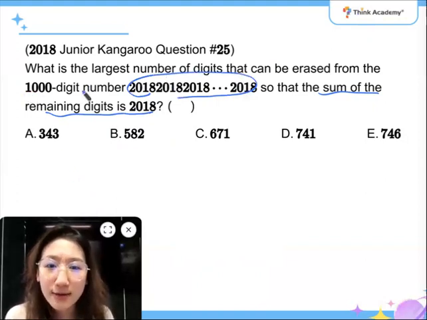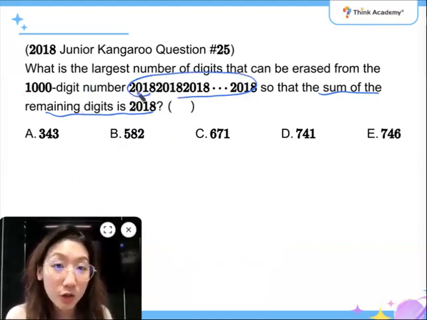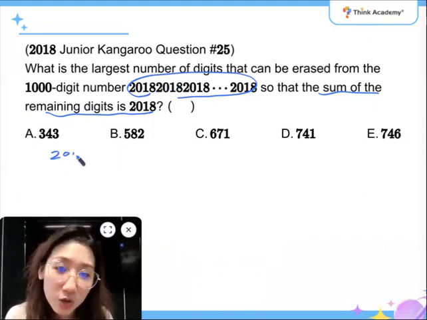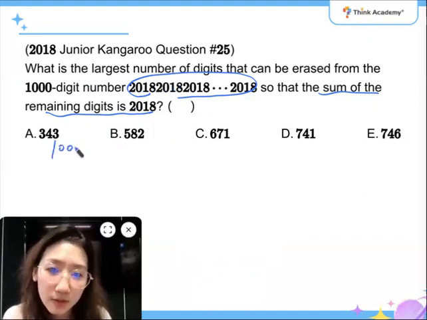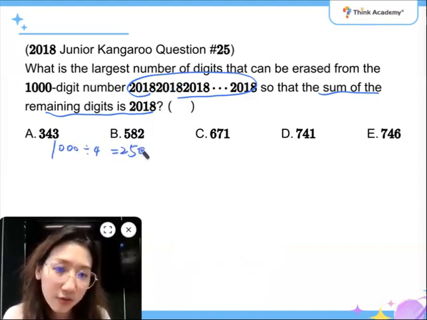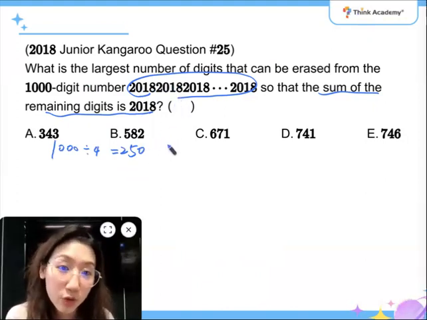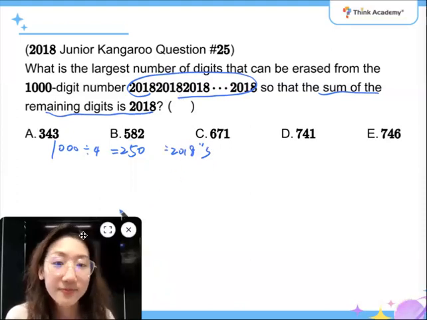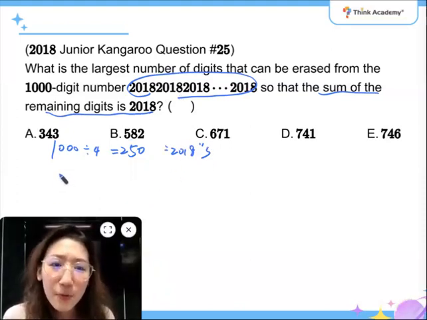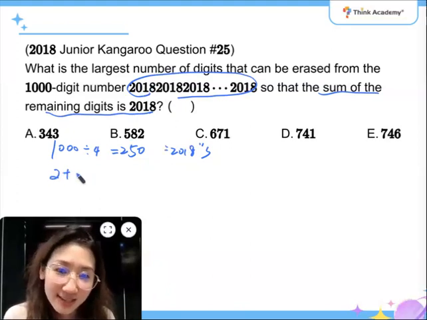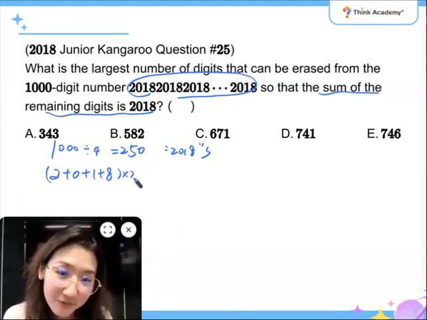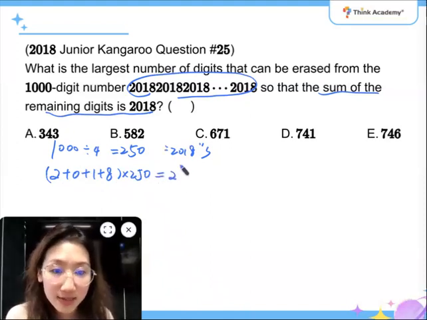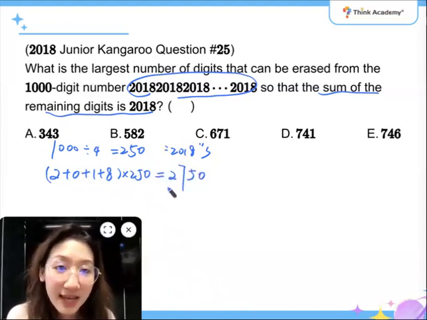As it's a 1,000 digit number and all the numbers are like 2018 in a group of 4, you can find how many 2018s there are. You can just do 1,000 divided by 4, and that gives you 250. That means there are 250 groups of 2018. For one group, the sum of the digits is 2 plus 1 plus 0 plus 8, and that is 11. For 250 of them, that will give you a value of 2,750. So that is the sum.